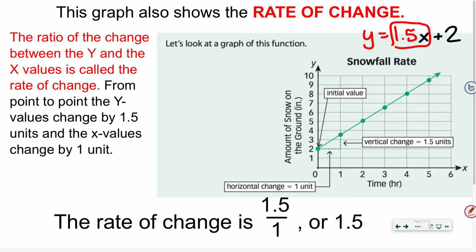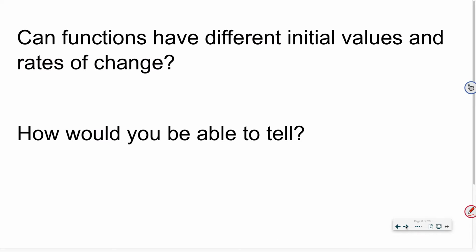So we have our rate of change, which is another name for the slope, because it represents the change in our function over time. We have our initial value, where our function begins, where x is 0, the value for y. And these are things that we can use to compare functions. If I had 2 different storms, you can tell me the rate of change and the initial value for both storms. Can functions have different initial values and different rates of change?